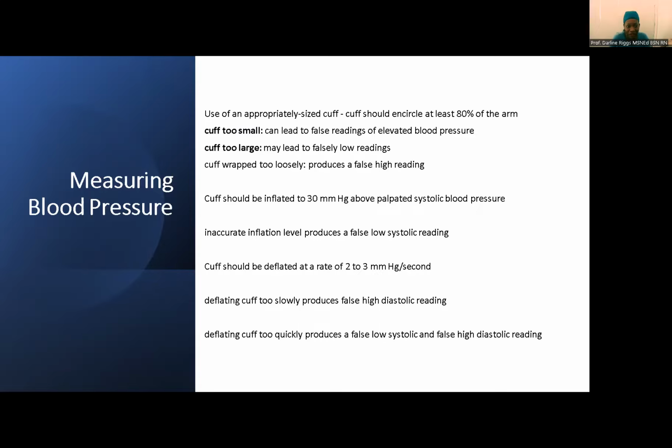It's just that simple, you forgot. So let's go over this. Number one, we need to use appropriate cuff size. Too small is not good. Too large is not good. It needs to circle at least 80% of the client's arm.